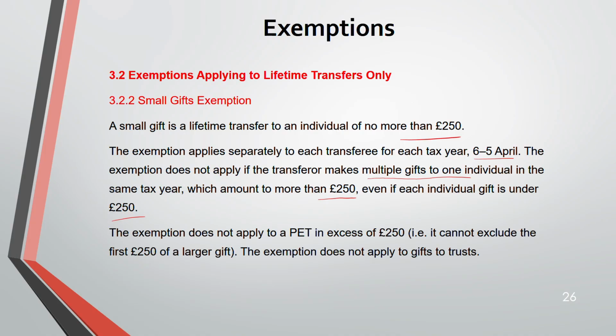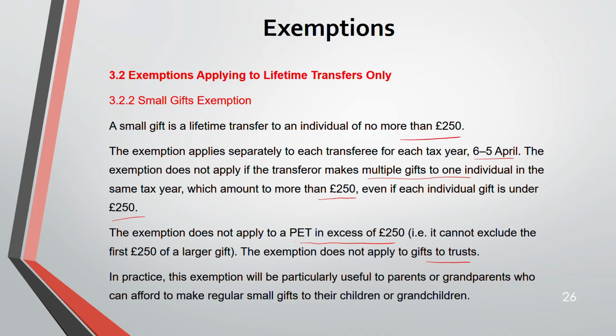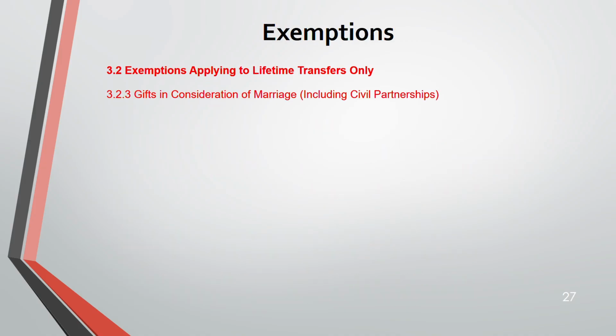So this exemption does not apply to a PET in excess of 250. It cannot exclude the first 250 of a larger gift. This exemption also does not apply to gifts to a trust. Okay. Now, in practice, these exemptions will be useful to parents or grandparents who are making small gifts to their children or grandchildren. Now, moving on to the third, when there's a gift because of marriage.